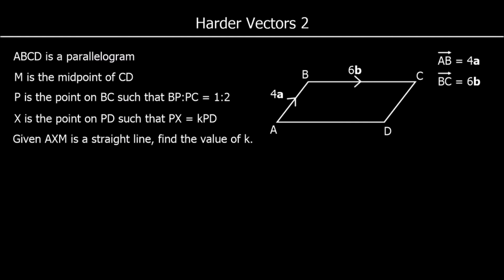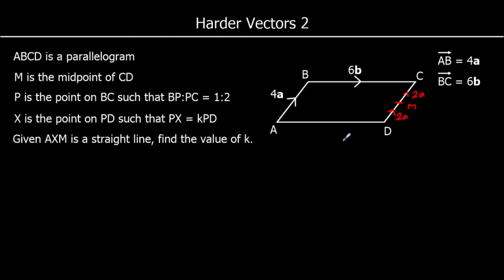Okay, here's another one. We've got ABCD, which is a parallelogram. M is the midpoint of CD. And the opposite sides on a parallelogram are equal. So we must have A to B is 4a. D to C must also be 4a. So D to M must be 2a. And M to C must be 2a.